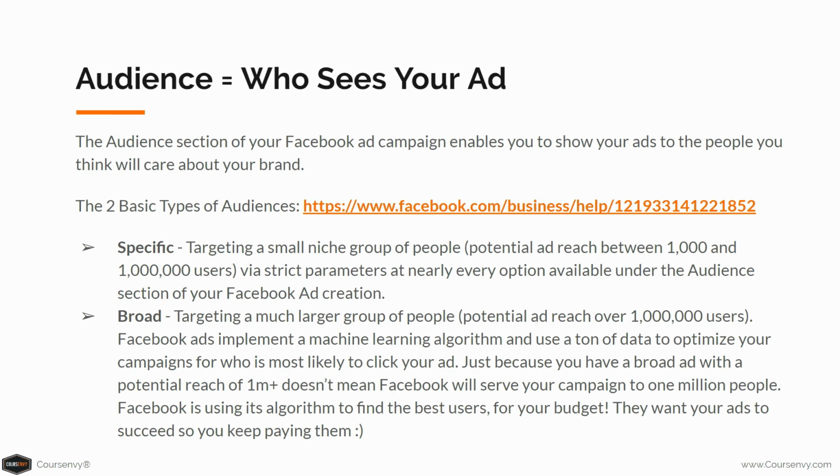The second type is broad. This is targeting a much larger group of people with a potential ad reach of 1 million plus users. Facebook ads implement a machine learning algorithm and use a ton of data to optimize your campaigns for who is most likely to click your ad. Just because you have a broad ad with a potential reach of 1 million plus users doesn't mean Facebook will serve your campaign to 1 million people. Facebook is using its algorithm to find the best users based on your budget. They want your ads to succeed, so you keep paying them.